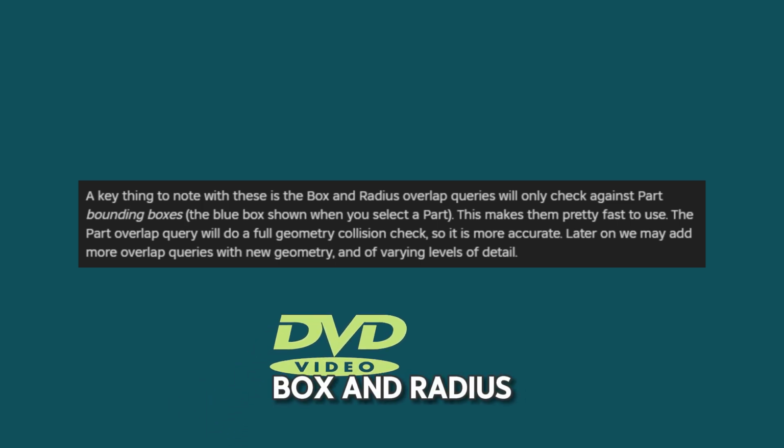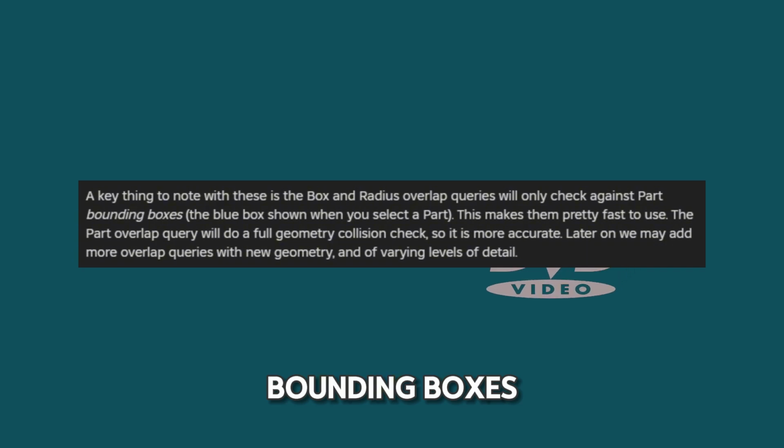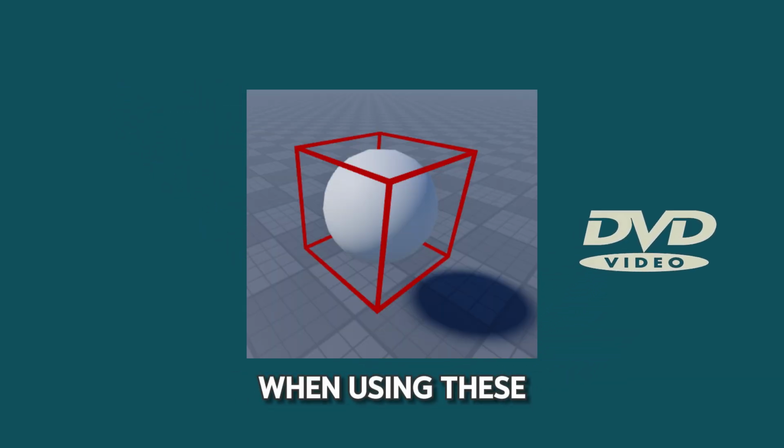As stated directly in the documentation, using either the box or radius overlap queries, they will only check against the part bounding boxes. This can be visualized by adding a selection box to whatever part you're wanting to check against. You can begin to see why this could lead to some visual inaccuracies when using these. This, however, is where the third method shines.